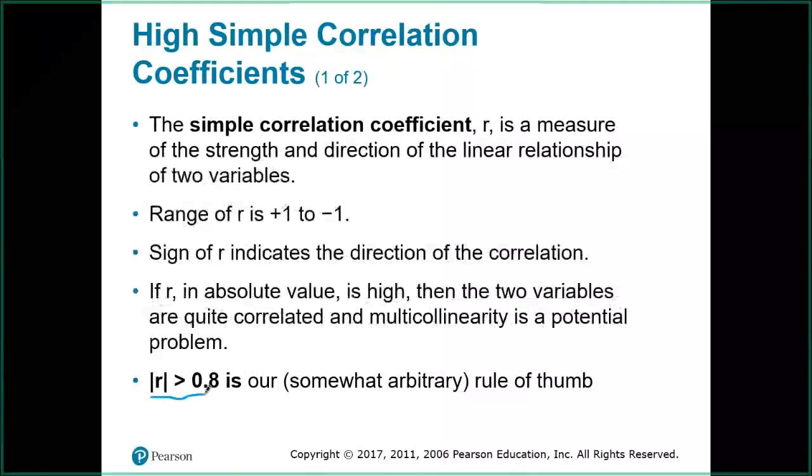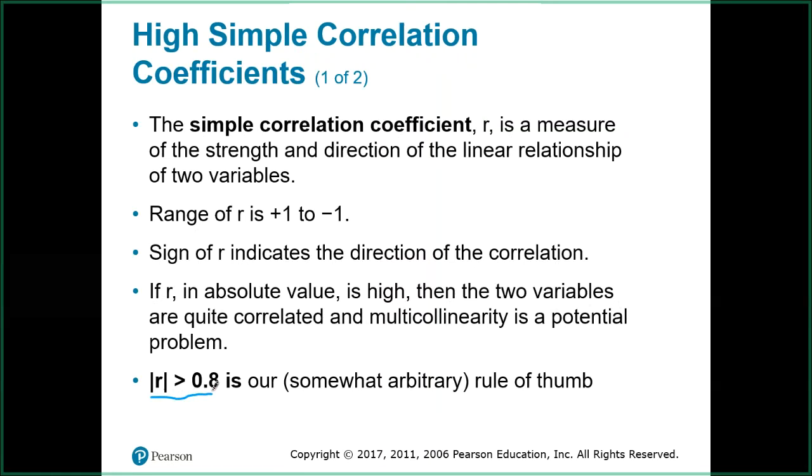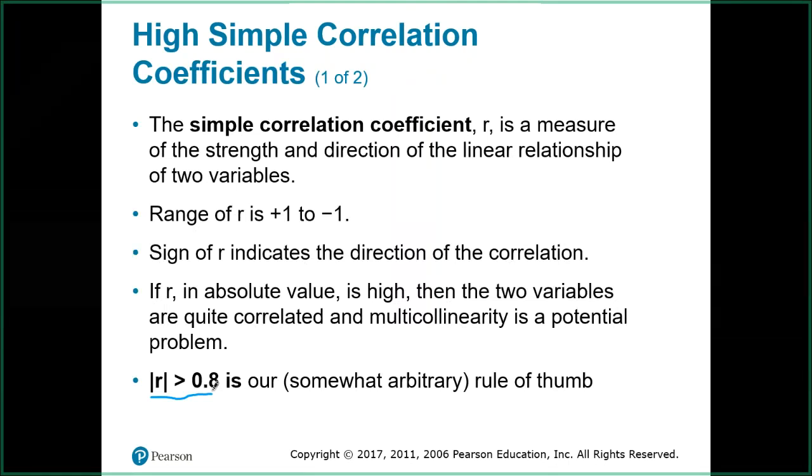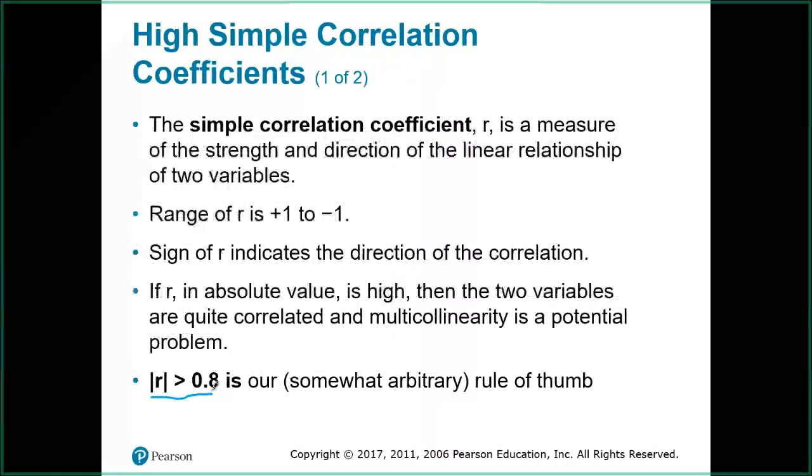If you have two variables where, without a regression, ignoring their impact on the outcome, just the two explanatory variables themselves have a correlation coefficient greater than 0.8 in absolute value, that is sort of an indication that there's likely imperfect multicollinearity going on.